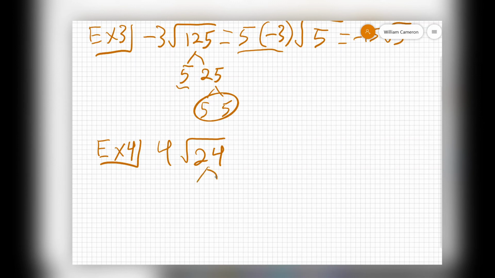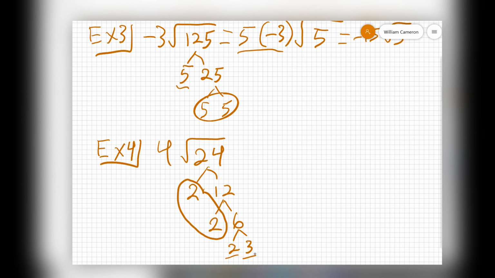So again, always start off with the prime factorization of the number underneath your square root. So in this case, 24, that's going to get broken down into 2 and 12. 12 is going to get broken down into 2 and 6. 6 will get broken down into 2 and 3. Now here, I have a pair of 2's. I have a 2 and a 3. The 2 and the 3, they do not have a buddy.